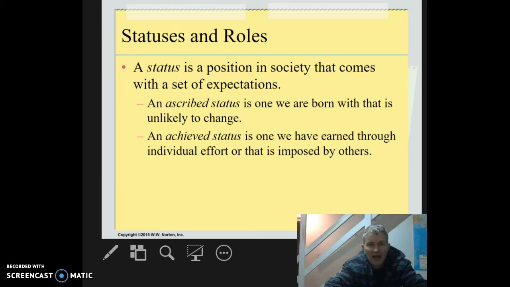Status is a position in society that comes with a set of expectations. An ascribed status is one we are born with that is unlikely to change. Example of an ascribed status could be race or sex, i.e. biological sex, male or female. An achieved status is one we have earned through individual effort or that is imposed by others. An achieved status could be a professional position like a manager or chief executive officer or president of the United States.